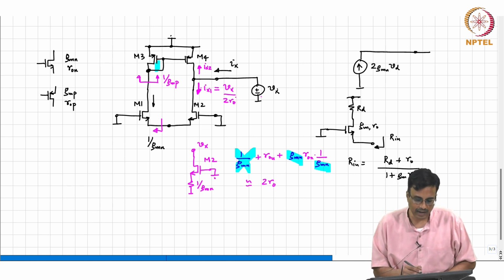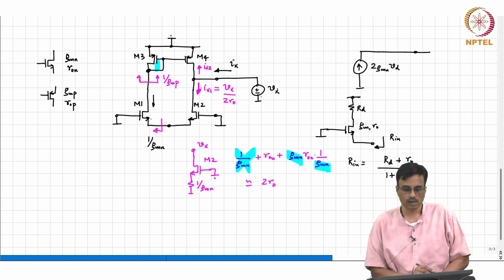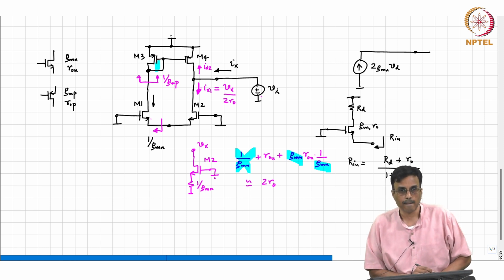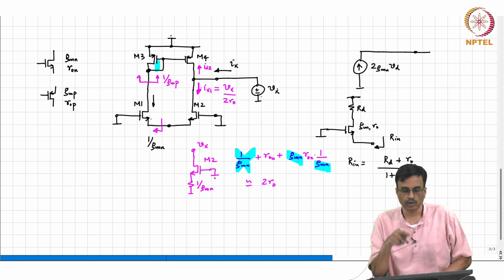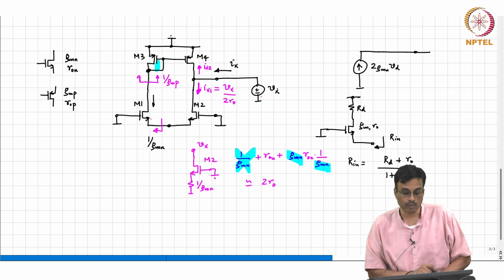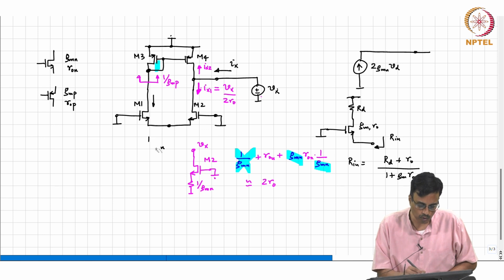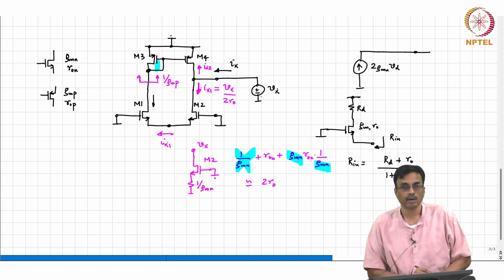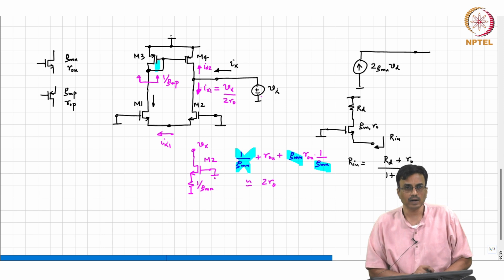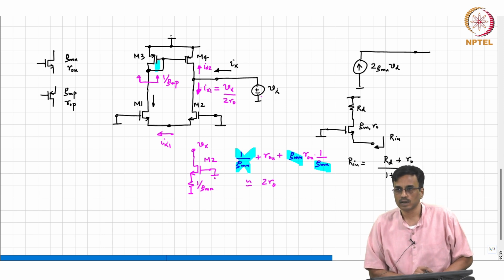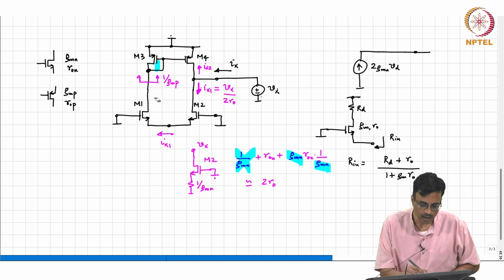So where will that current Ix1 flow? It will flow through the drain of M2. Where must it flow out through? It must go through the source of M2. So this is Ix1, and then what happens to that current? It flows through the source of M1. Where must it get out? It must get out to the drain of M1. So this is Ix1.